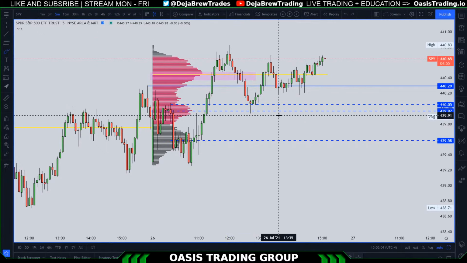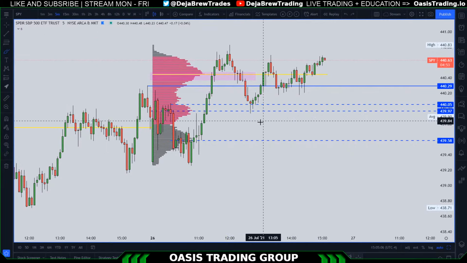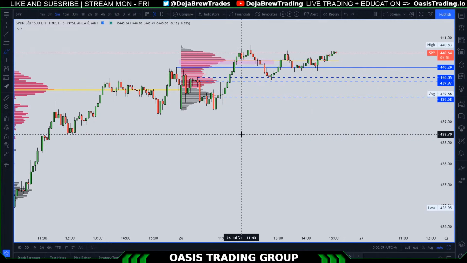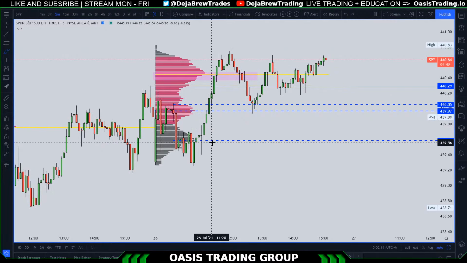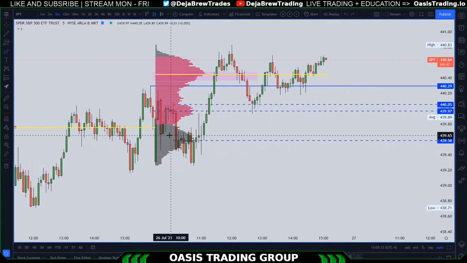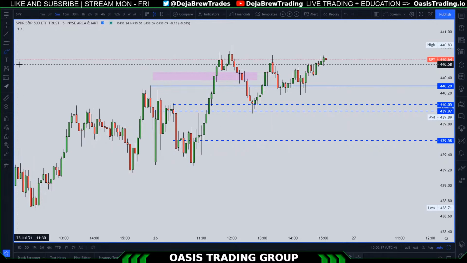So the first hour of the day, you look for the initial balance. You can do initial range or you can do initial balance. Both are going to be found during the first hour of the day. Let me go ahead and remove this for now.